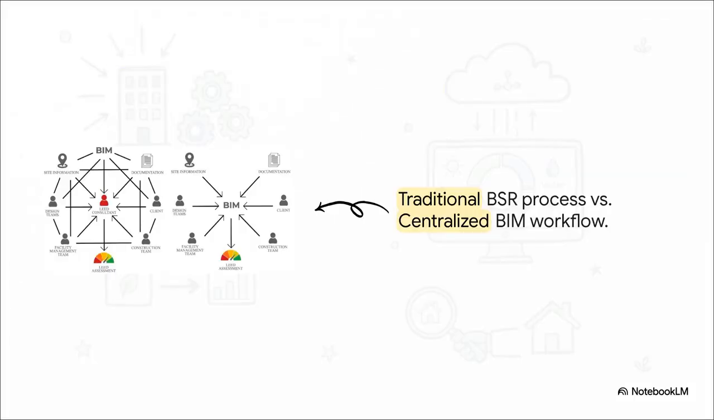You can really see the visual contrast here. On one side, it's this chaotic web of fragmented communication. You've got the lead consultant just frantically trying to pull data from site info, the design teams, the clients. It's a mess. But compare that to a clean, centralized BIM hub. Here, the model is the absolute single source of truth for everyone. All stakeholders feed directly into the BIM model, and the lead assessment is extracted straight from it. No more conflicting spreadsheet versions.